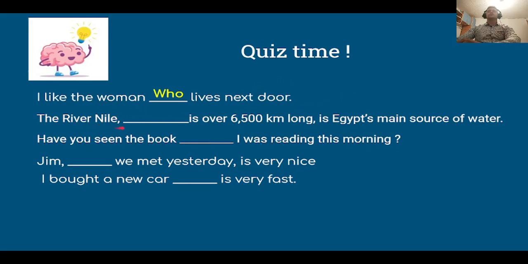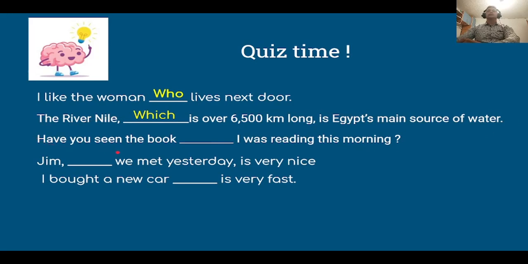So, can you see the construction? Can you see how this sentence looks? It has commas. What did we say about commas? In commas, we have, that's right, extra information, and this is a non-defining relative clause. And in the non-defining relative clauses, when we want to talk about things, we use which. That's it. The river Nile, which is over 6,500 kilometers long, is Egypt's main source of water.